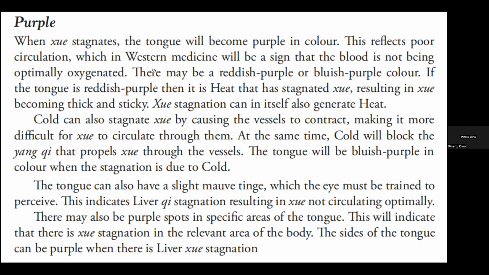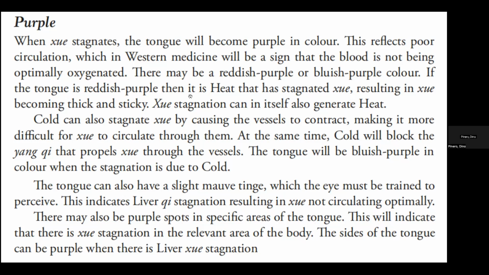There may be a reddish purple or bluish purple color. If the tongue is reddish purple, then it is heat that has stagnated blood, resulting in blood becoming thick and sticky. Blood stagnation can itself also generate heat. So, pag reddish purple, meaning yung init po yung nag-cause ng stagnation ng blood.